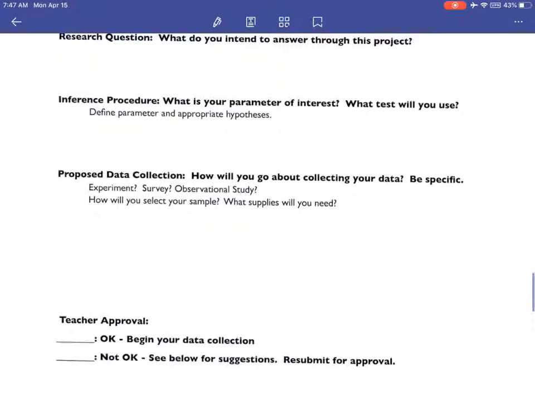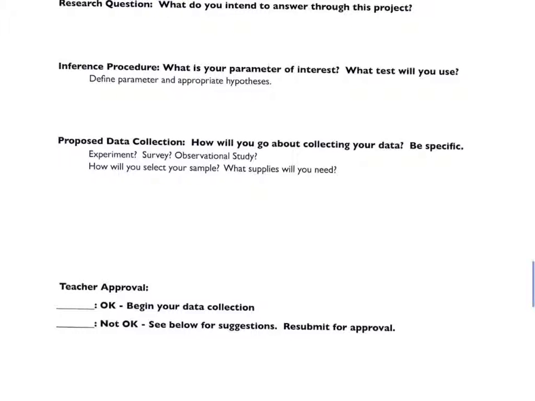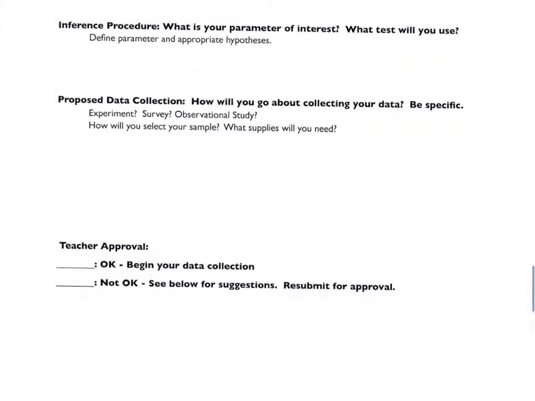Then also under that, you want to make sure that you write your hypotheses, so your appropriate null and alternative hypotheses. And lastly, what type of study is it going to be? Is it an experiment, observational study, or a survey? And then be very specific about how you're going to collect your data. So you can't just say, I'm going to measure the heights of 50 male, 50 female students at Cane Ridge. You need to be specific about how you're going to select those 50 people.